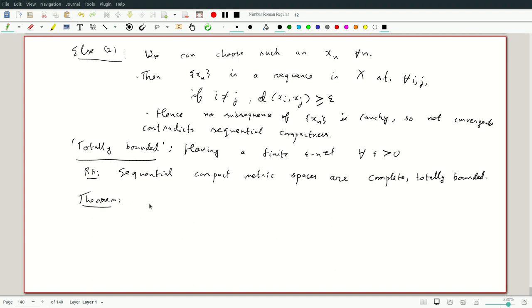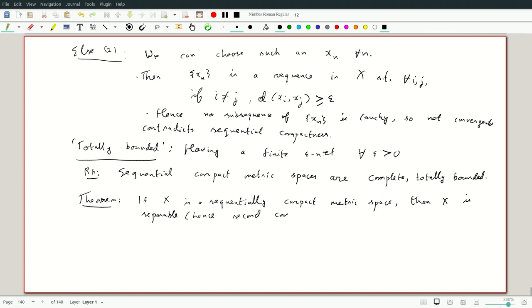So here is a theorem: if X is sequentially compact, let me spell it out, a sequentially compact metric space, then X is separable. It has a countable dense set. Okay, hence second countable. So separability or second countability is automatic for a metric space which is sequentially compact.